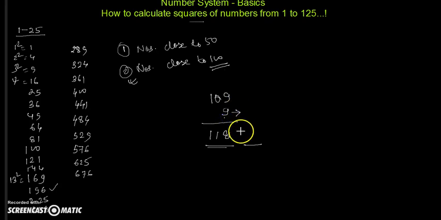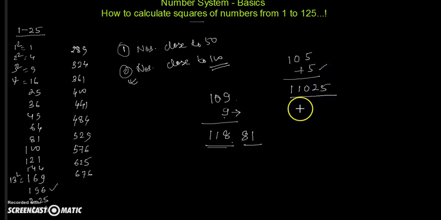Square of 9 is 81, so the last two digits will be 81. 109 squared is nothing but 11881. Let's take another example, 105. 105 is 5 more than 100. You add 5 to it, you get 110, and the last two digits will be the square of 5, which is 25. So 11025 is the square of 105.